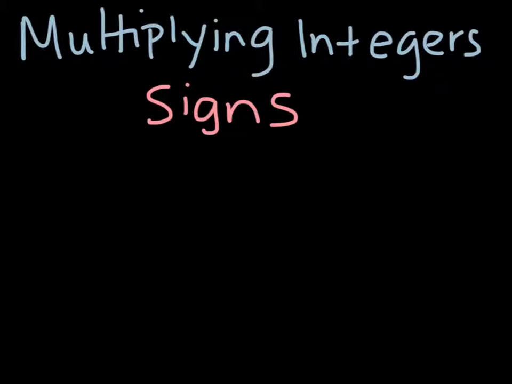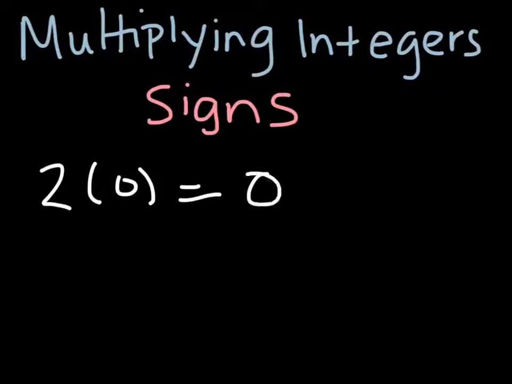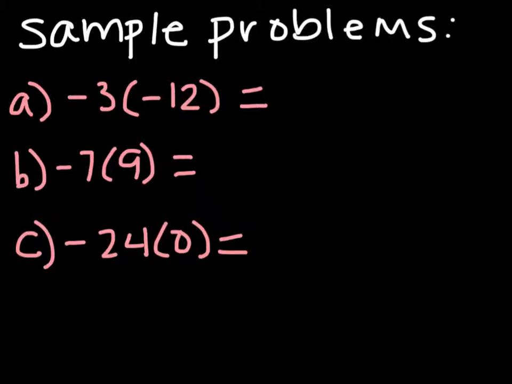And finally, if we multiply any integer by 0, the answer will always be 0. Let's work these sample problems together to solidify these rules. In problem A, -3 times -12 gives us an answer of 36. We have the same signs, so our answer will be positive.